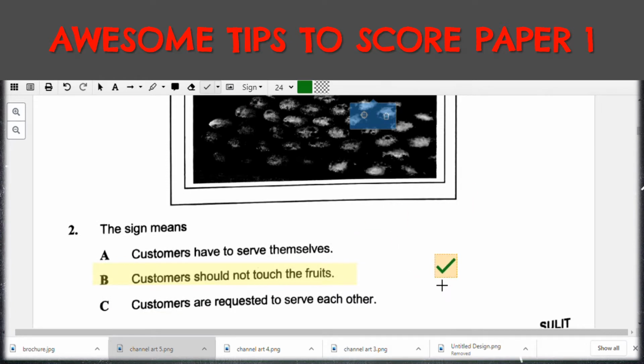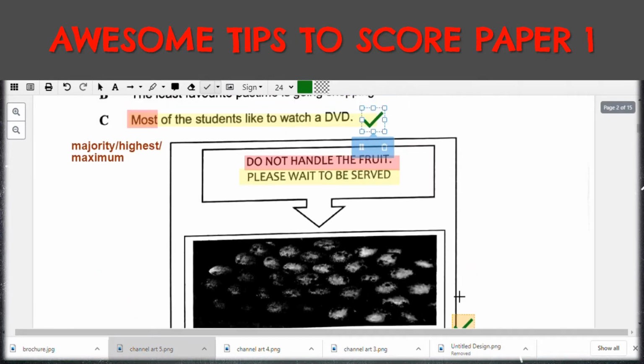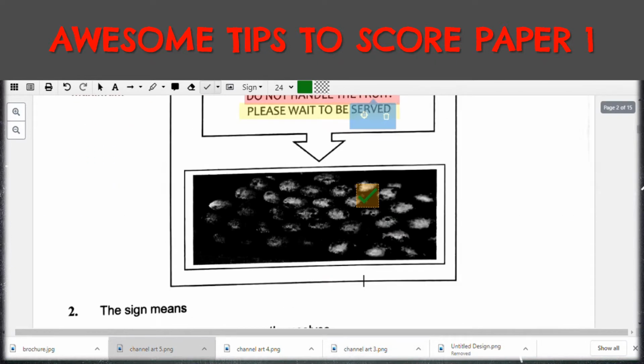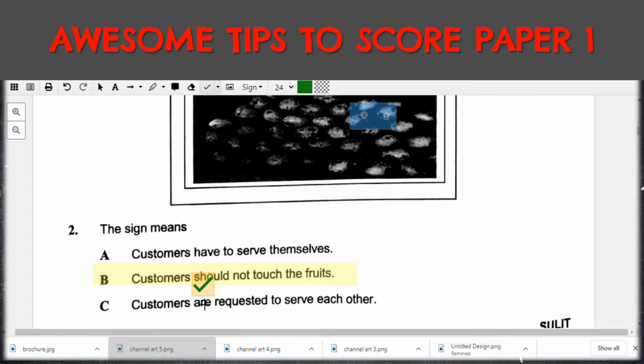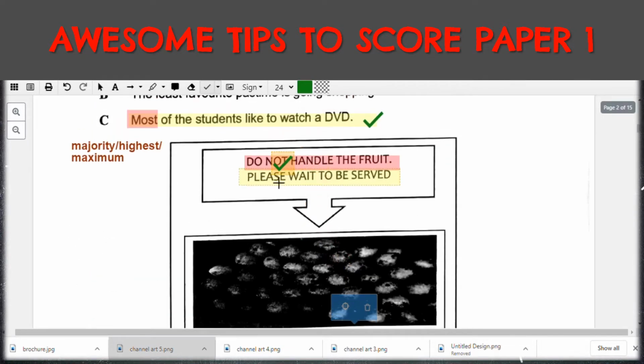Now the sign means A. Customers have to serve themselves. B. Customers should not touch the fruits. C. Customers are requested to serve each other. Now look at the sign. Do not handle the fruit. Please wait to be served. So of course the answer will be customers should not touch the fruits. That means that customers should not handle the fruit.